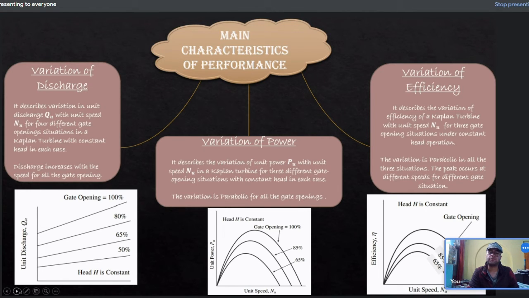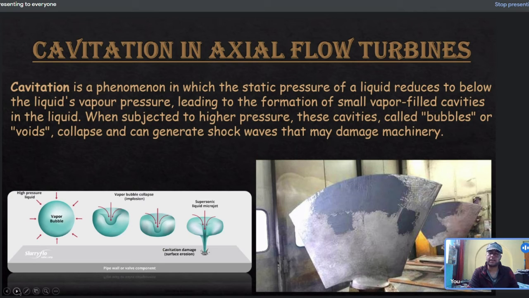In variation of power, the curve between unit power and unit speed is measured for 3 different gate openings, which is parabolic in nature. Lastly, in variation of efficiency, efficiency is measured against unit speed again for 3 different gate openings, and the resultant curve is parabolic. These curves are displayed on the screen as you can see them. Now onto cavitation on the next slide.